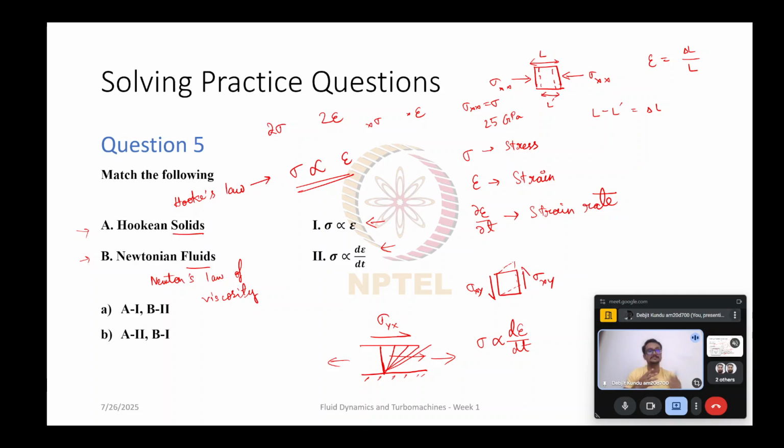This is a very distinctive behavior between solids and fluids, and it's one of the primary definitions of what a fluid is in the first place. There is no finite strain, but a strain rate, a continuous strain which goes on. Connecting these, Hookean solids would be stress proportional to strain, and Newtonian fluids would be sigma proportional to strain rate. So it should be A1 P2.